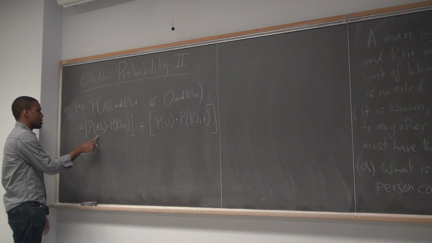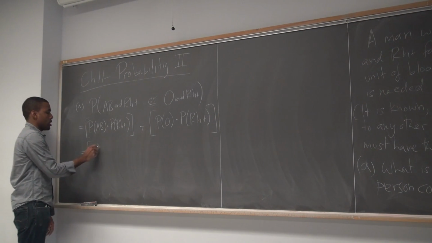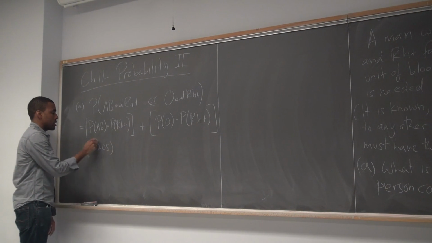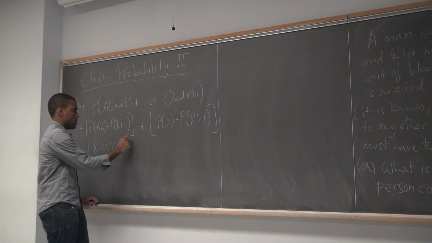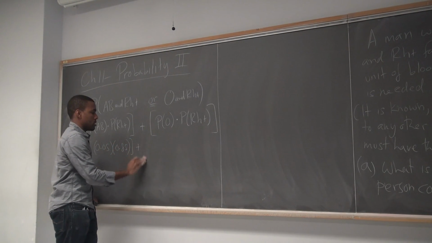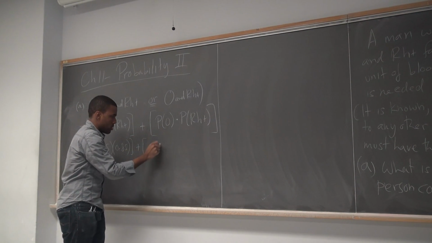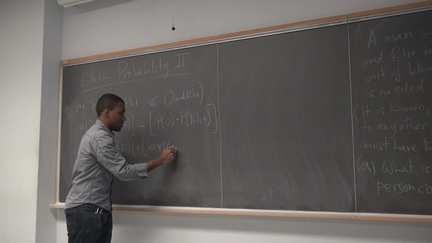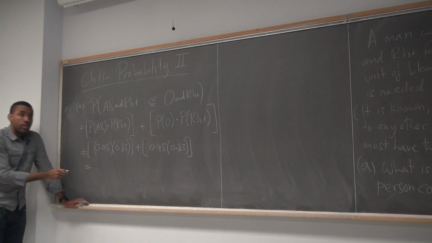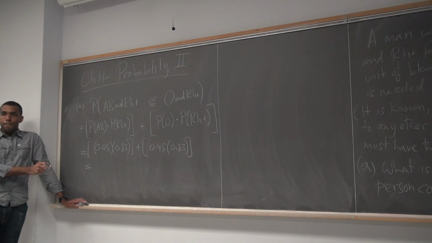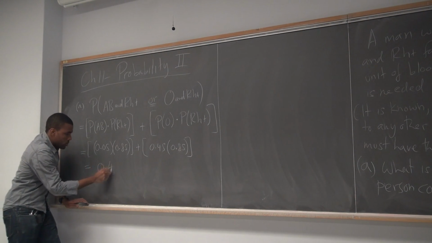Okay, how do we do this? The probability of AB is 0.05 times 0.85. And then the O part, 0.45 times 0.85. Together that gives 0.425.